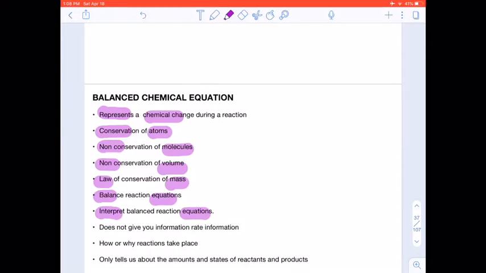Now, a chemical equation does not give us any information about rate. Right, so if you have a balanced chemical equation, it doesn't tell you anything about how fast the reaction will go, how slow the reaction will go. That falls in the domain of kinetics. So from our balanced chemical reaction, you cannot infer what the rate of the reaction would be. Also, we do not know how or why reactions take place. The chemical equation doesn't tell us that.